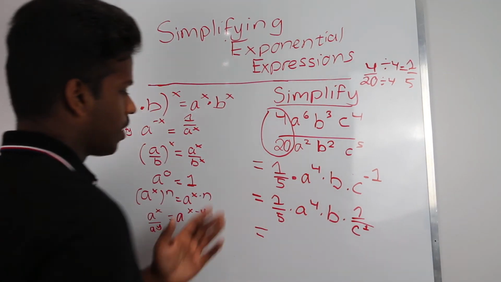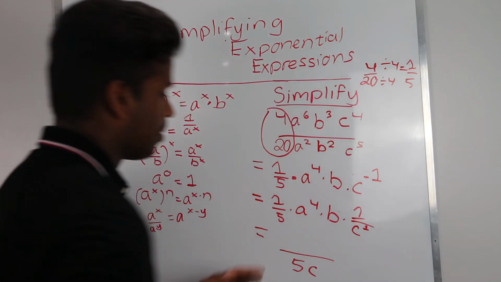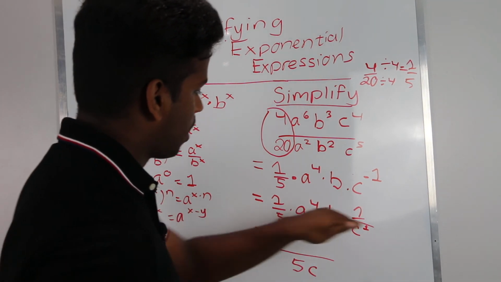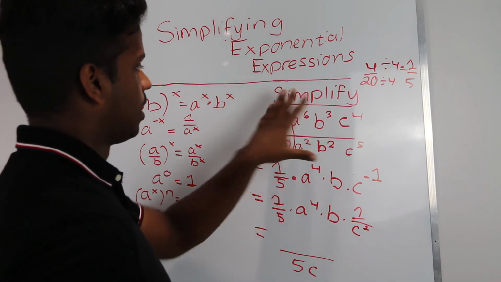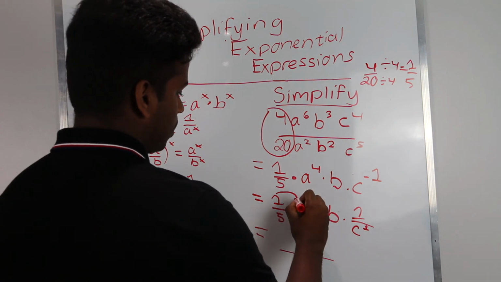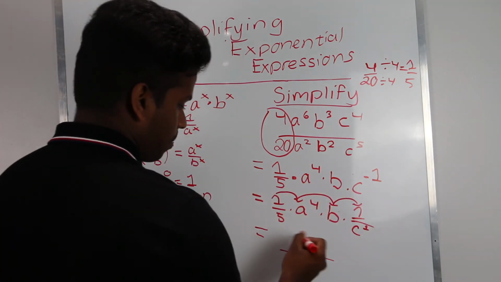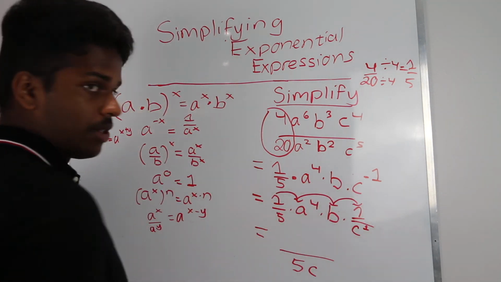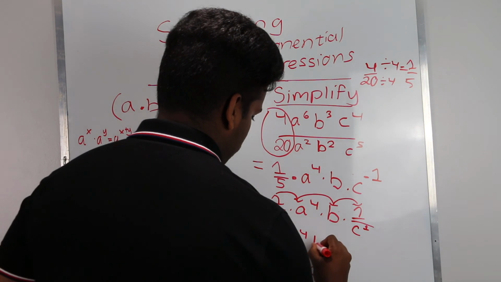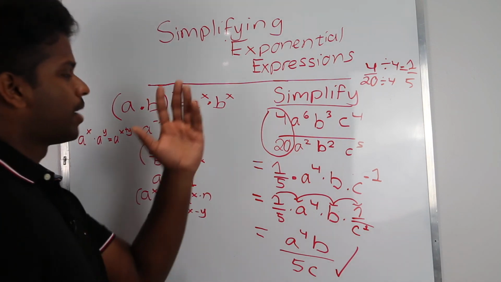So now all I have to do is solve. I have a denominator now: 5 in the denominator and c in the denominator, and the rest goes into the numerator. So 1 times a to the power of 4 times b to the power of 1 times 1. 1 times 1 gives you 1. I could put 1, or I could just leave it, because you automatically assume there's a 1 there. And then a to the power of 4 and b. So that is how we solve exponential expressions.